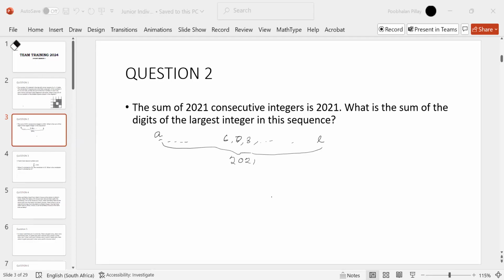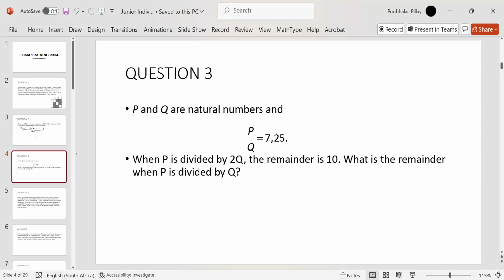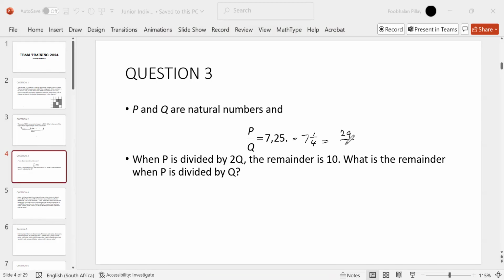The next question is question 3 now. P and Q are natural numbers such that P over Q is 7.25. In other words, you've got a fraction. We don't know what the numerator is, and we don't know what the denominator is, but the fraction simplifies to 7.25. Written properly, this is 7 1/4, since 0.25 is a quarter. As an improper fraction, you've got 29 over 4.